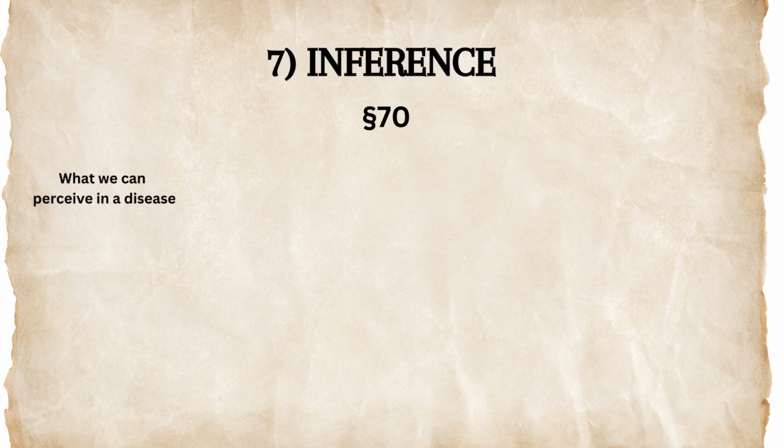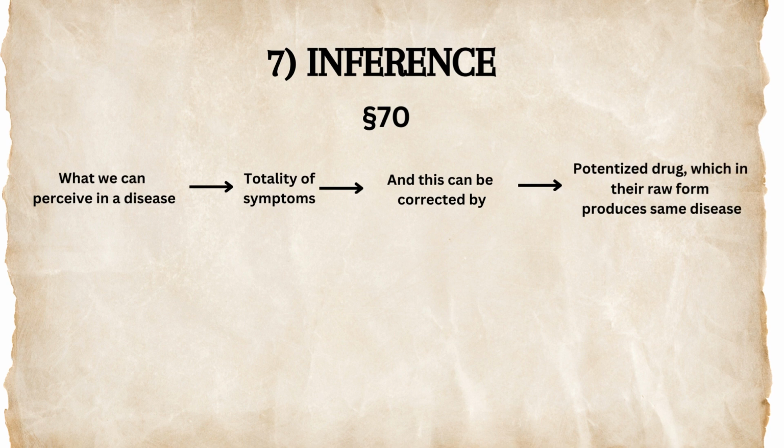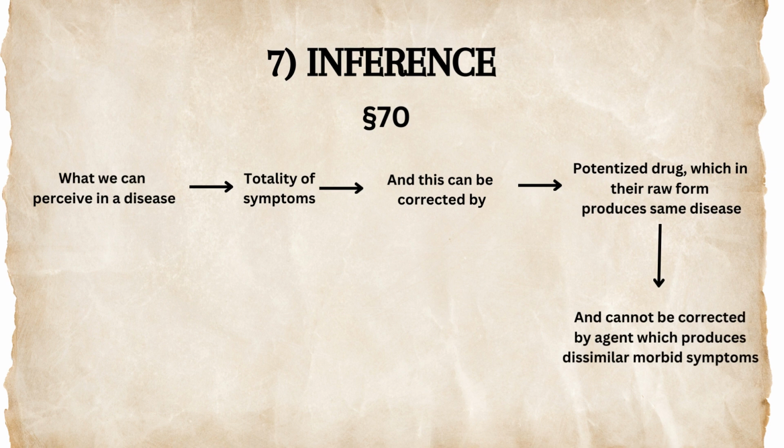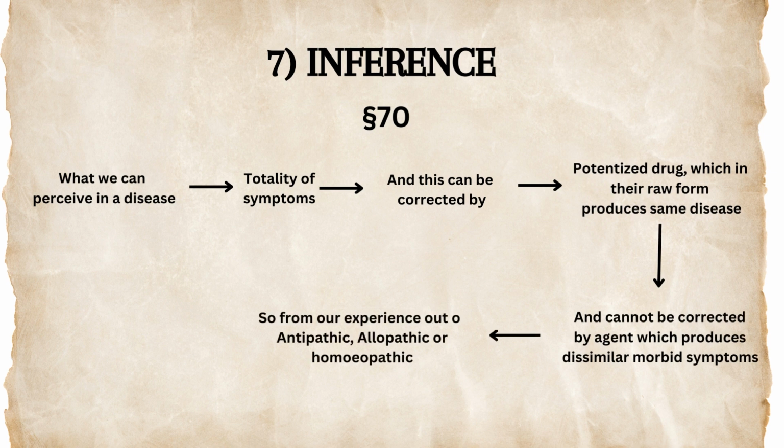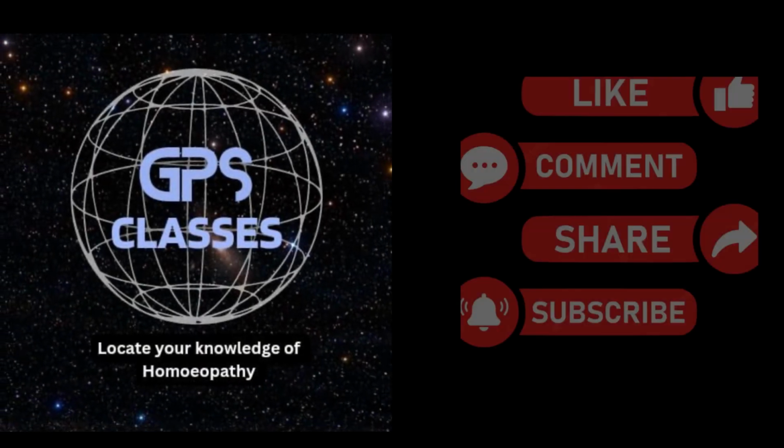What we can perceive in a disease is the totality of symptoms, and this can be corrected by the potentized drug, which in its raw form produces the same disease, and cannot be corrected by an agent which produces dissimilar morbid symptoms. So from our experience, out of antipathic, allopathic or homeopathic method, homeopathic is the only method of cure. The practical part will be discussed in the next video.